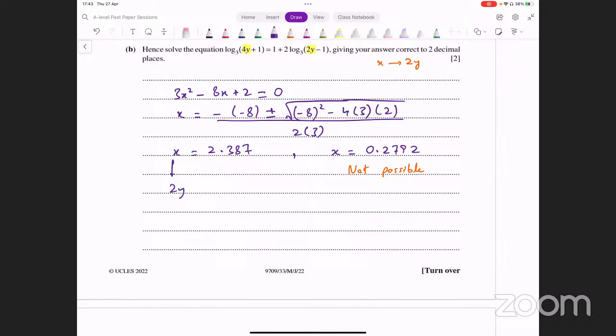तो आप क्या कहोगे? 2y equals 2.387, and you'll see what the value of y turns out to be from this. Okay. So I have 2.387 divided by 2. This gives me 1.19. This is the value of y that it turns out to be. Remember, the final answer has to be two decimal places. The question के अंदर instruction दी हुई है. जब question के अंदर instruction दी होती है, you have to follow that.